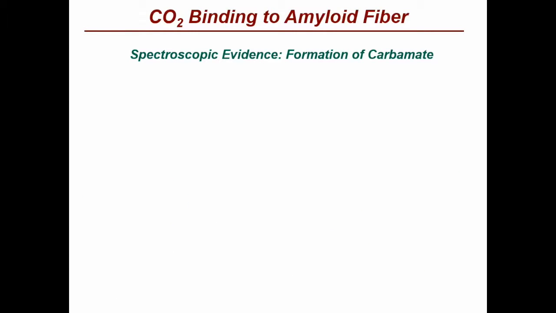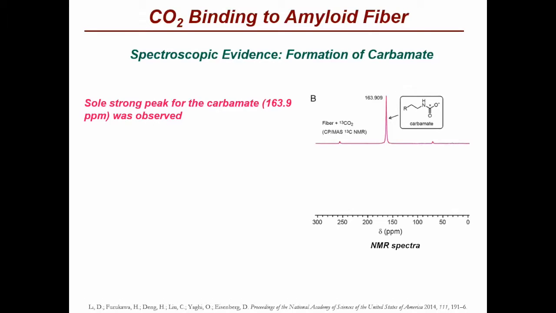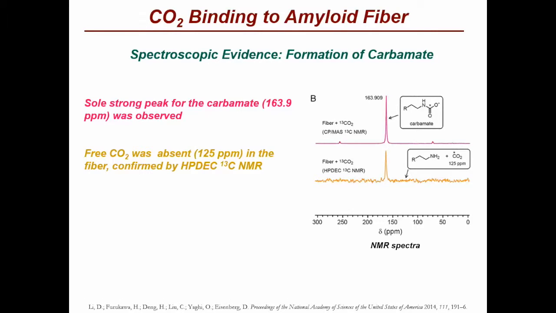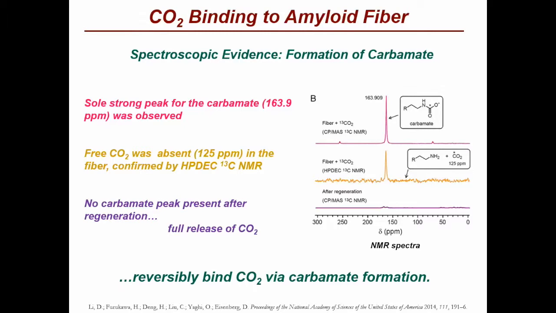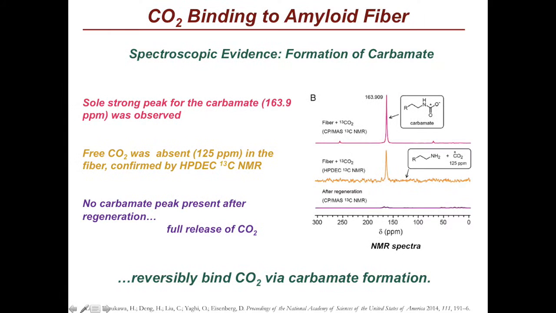So they did cross-polarization carbon-13 NMR and high-power decoupled carbon-13 NMR on these materials, and found there is only one peak present at 163.9 ppm, which is the characteristic peak of carbamate. After regeneration of the material at mild temperature, 100 degrees Celsius in nitrogen flow, you can see that the carbamate peak was absent, which basically shows that all the CO2 was released. So these data show that carbon dioxide reversibly binds on amyloid fiber via carbamate formation.